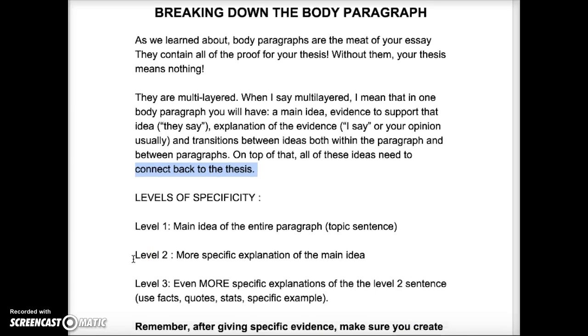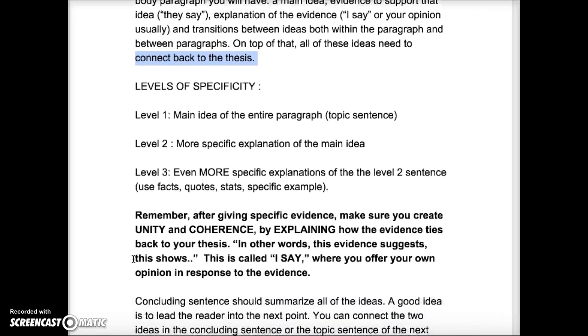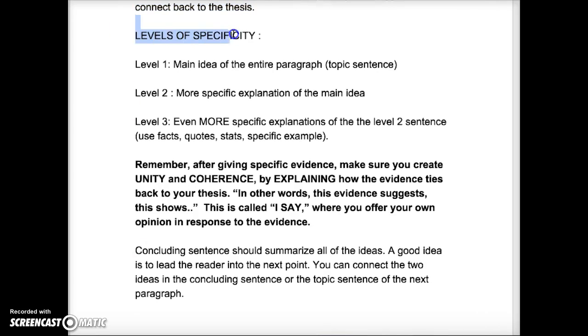So I like to break down the body paragraphs into levels of specificity. It's kind of a mouthful. Levels of specificity. So level 1 sentence is going to be your topic sentence, and that's going to be the main idea of the entire paragraph. So it's pretty general, and remember, each body paragraph is going to focus on one topic related to the thesis.